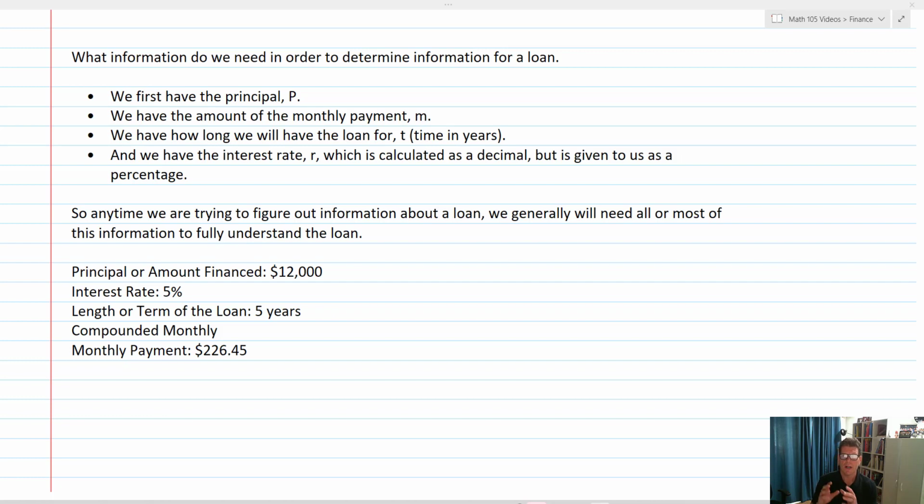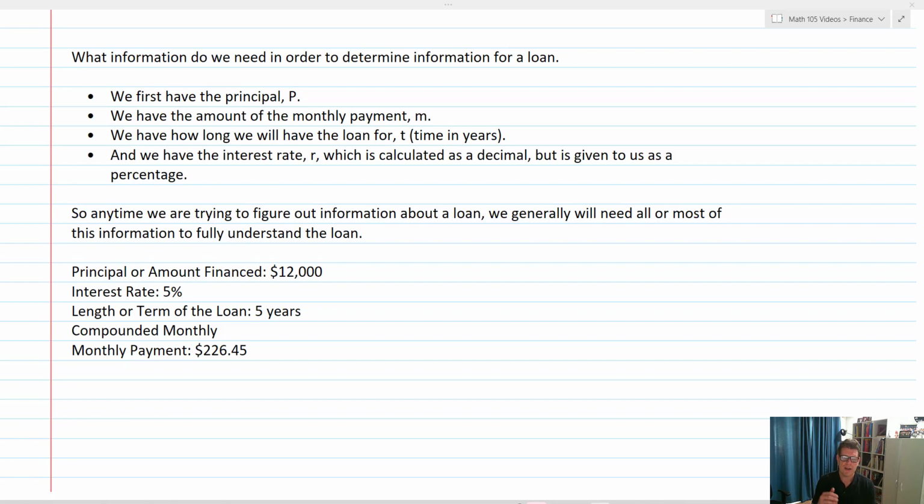We're going to ascribe some variables that are going to go along with each one of these terms. The first thing that we need is the principal. That's the amount of money that's being loaned. The second is we need to know the amount for the monthly payment. We're going to call that M in this case. Then we have to know how long we will have the loan for, and that's the time, generally in years. That's like your 15-year mortgage, your 30-year mortgage, your 5-year car loan.